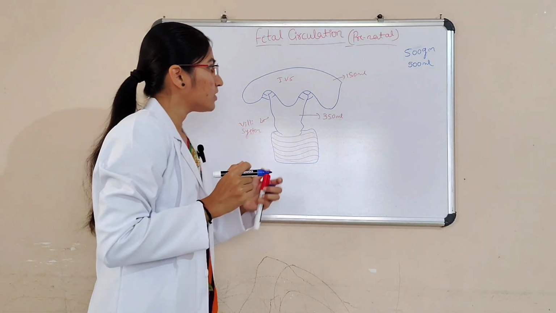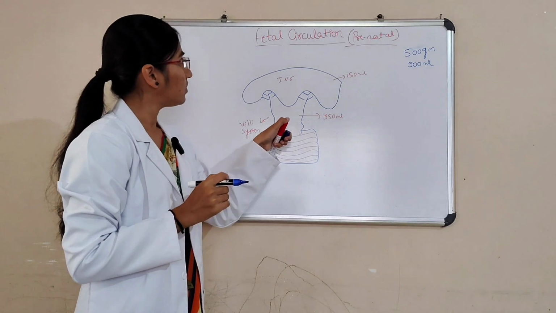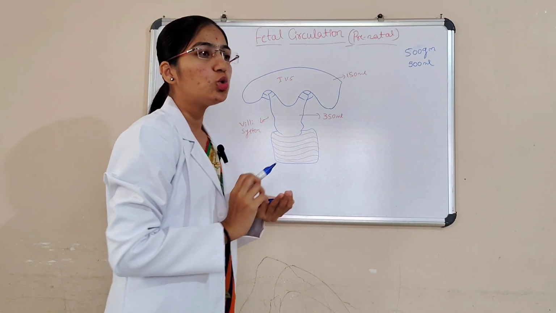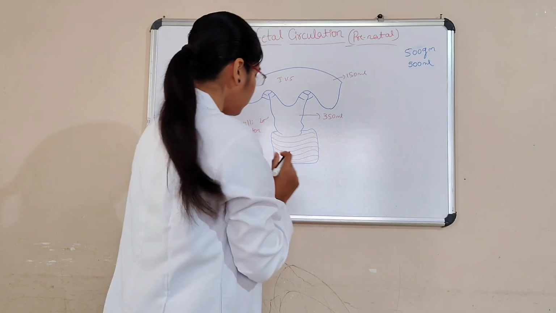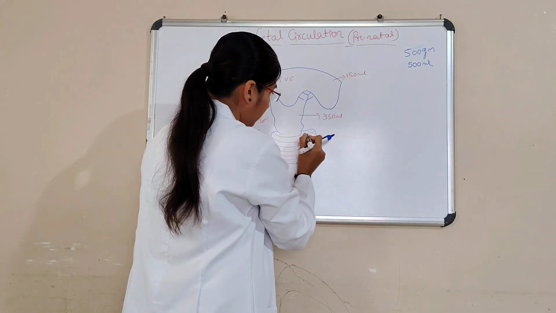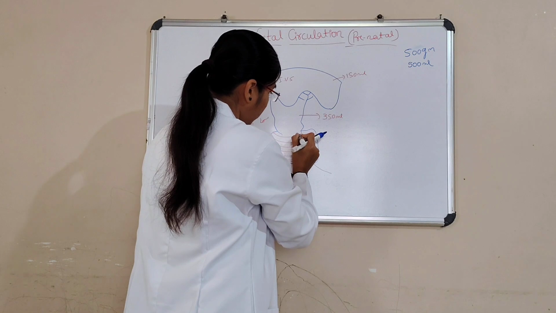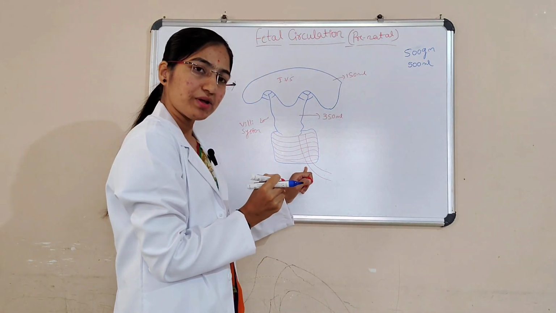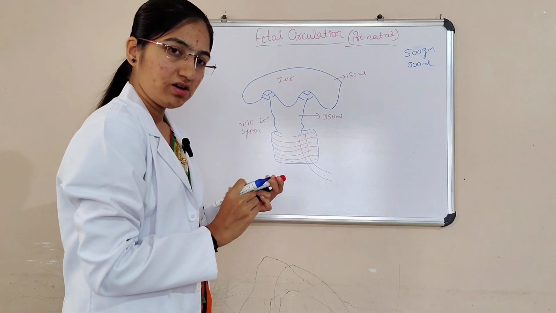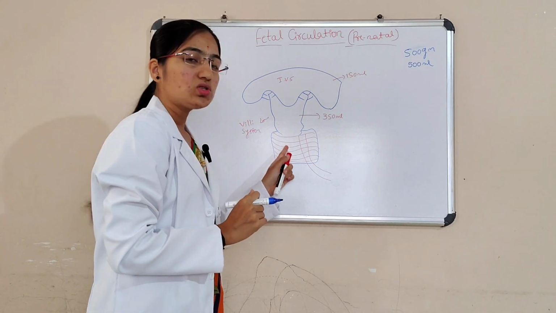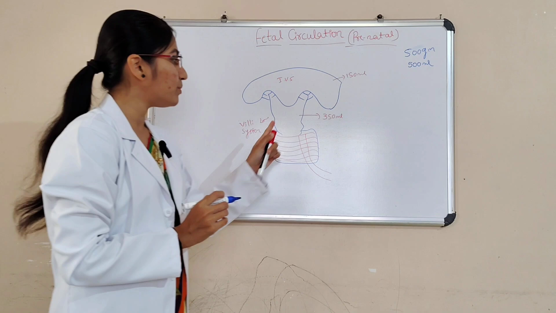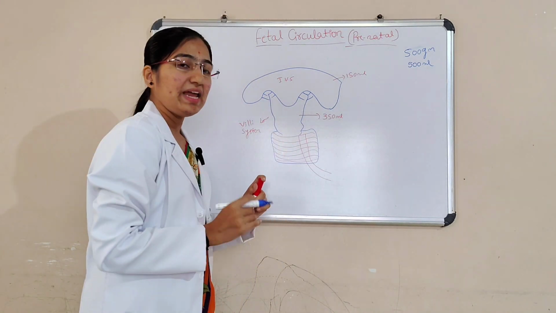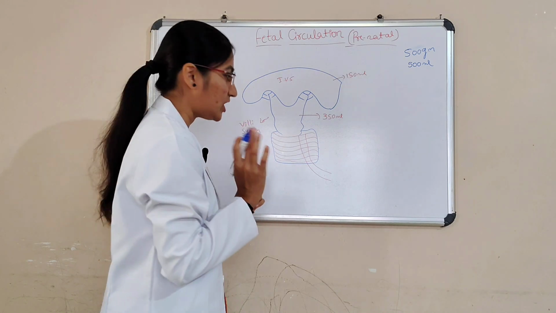Here, the umbilical fetal circulation contains 2 umbilical arteries and 2 umbilical veins. Here is the vein. The first one is the right umbilical vein. After that, this one is the left umbilical vein. What is the function of the vein here? It carries oxygenated blood from the placenta to the fetus. That is 80% O2 saturation.